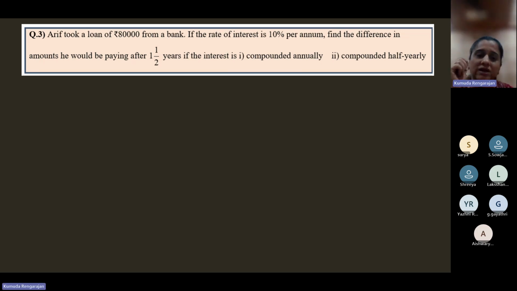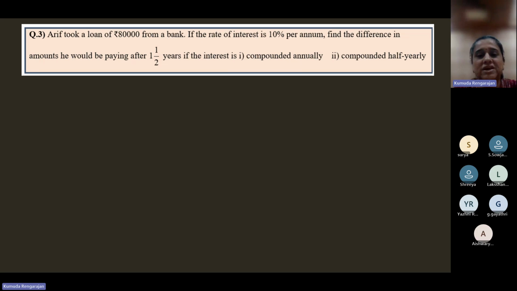Principal money, that is the loan, is 80,000, rate of interest 10% per year, and time period 1.5 years. What he returns after 1.5 years is the amount, because it's the principal plus the compound interest. So what he returns at the end of 1.5 years is the amount.